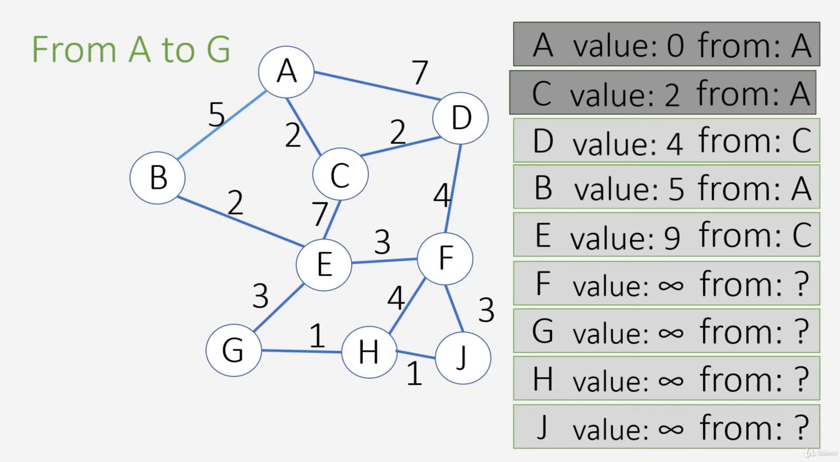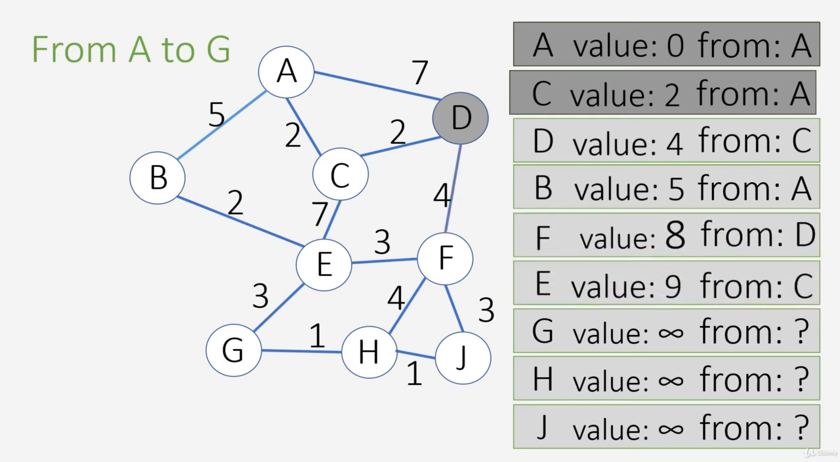Now I grab D from the priority queue and see where I can get from D. And I can go only to F, and that takes me 4. So I will add up the value of D with 4 and set it as the new value of F, because 8 is smaller than infinity. And I also set the node from which I got here to D. I delete D from the priority queue and I grab B from the priority queue and see where I can get from B.